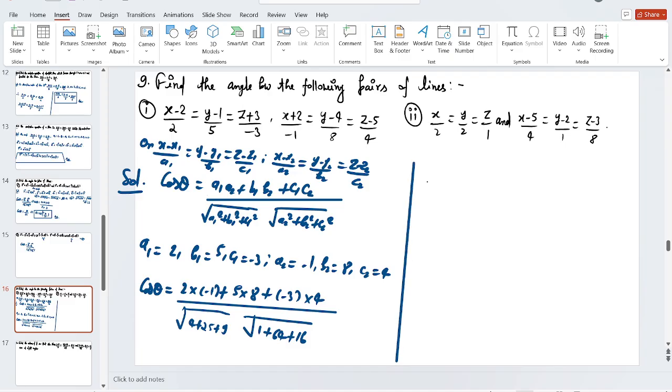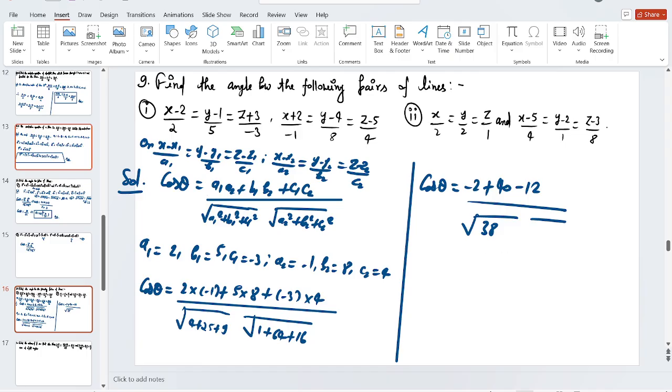So cos theta is equal to what? Cos theta becomes 2 into minus 1, minus 2, 5 into 8 is 40, and 3 into minus 4 becomes minus 12. This is equal to minus 4 into 3, which becomes minus 12. If you simplify here, 4 plus 25 plus 9 is 38, under root 38. I hope it is clear to you.